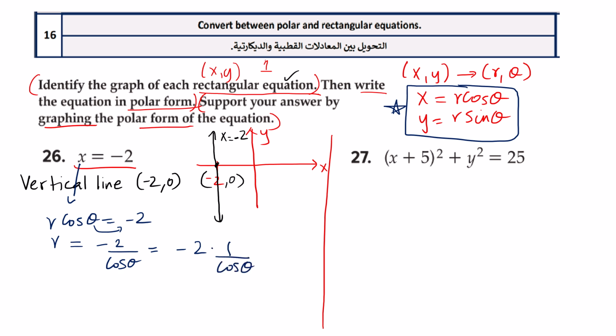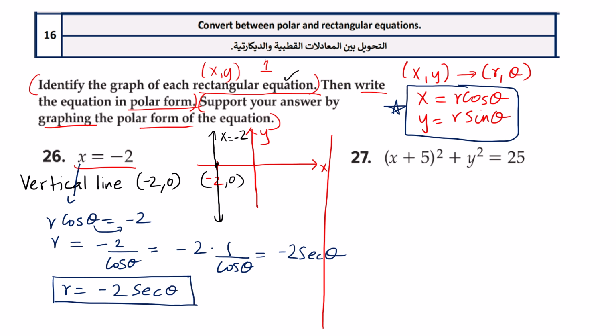From term 2 trigonometry, 1 over cos theta. Remember, whenever a trigonometric ratio is in the denominator, it means you have to take its reciprocal. So I hope you remember the reciprocal of cos is secant, so -2 secant theta. So the final answer for the polar form is r equal to -2 secant theta. Now this is polar form because it is only in terms of r and theta.